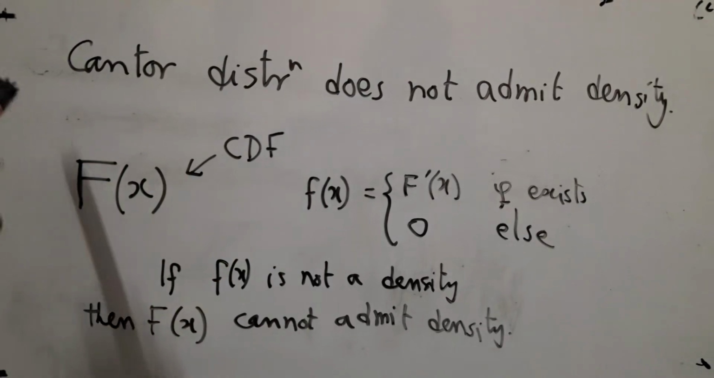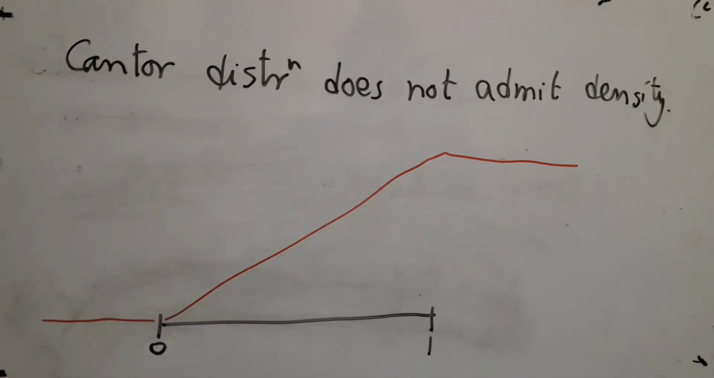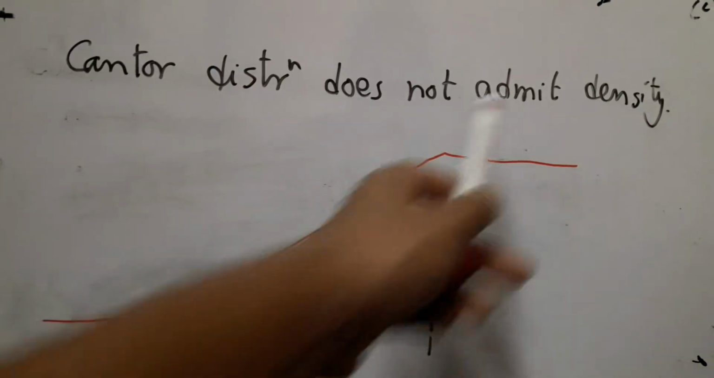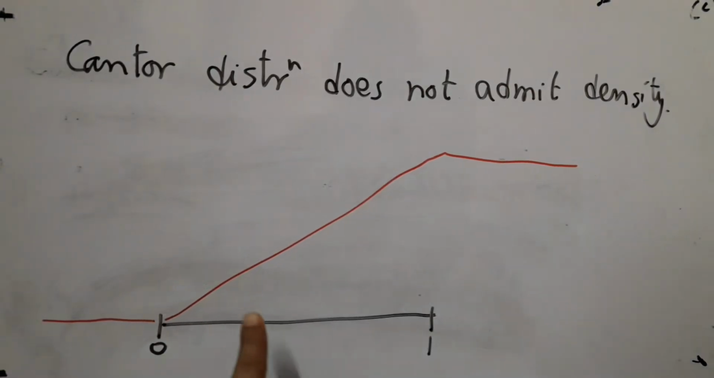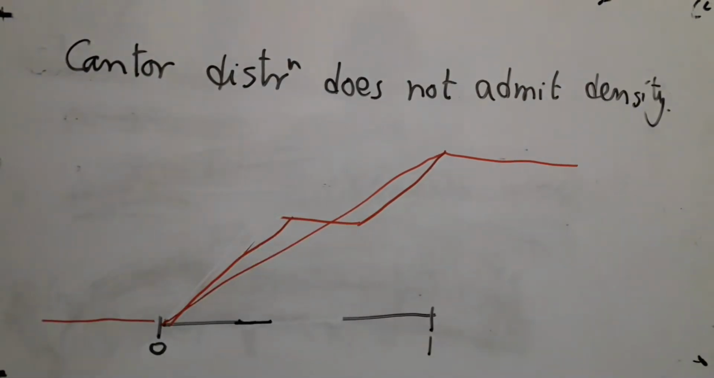Now let's come back to our Cantor distribution. Recall how we had created the Cantor distribution. We had started with 0, 1 and then taken the uniform distribution over it. The CDF of the uniform distribution over 0, 1 was like this. Then we removed the central open 1/3. As a result, the distribution function flattened out in the middle.